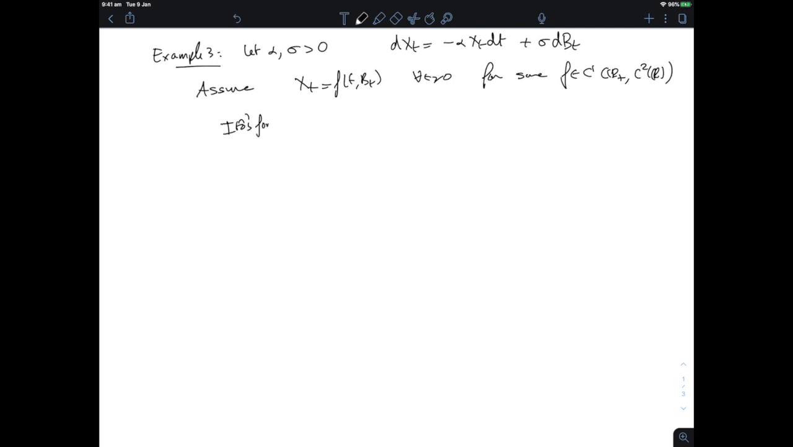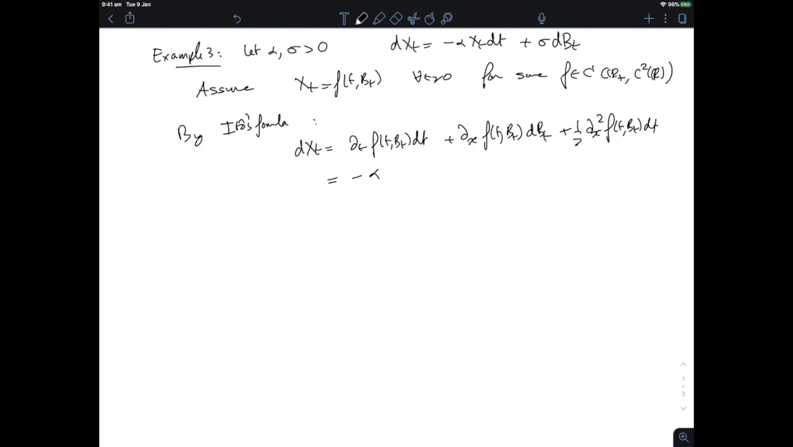Ito's formula gives us that dX_t, which is df(t, B_t), has to be d_t f(t, B_t) dt plus d_x f(t, B_t) dB_t plus 1/2 of d_x squared f(t, B_t) dt. And this also is equal to minus alpha f(t, B_t) dt, because I want a solution to my equation, plus sigma dB_t.